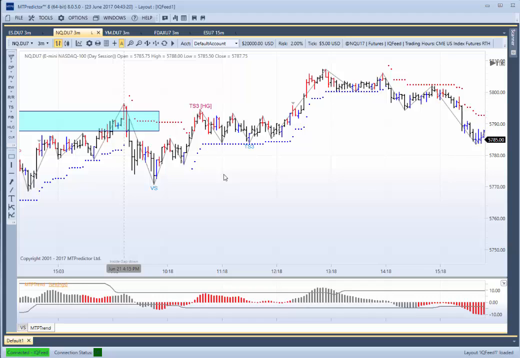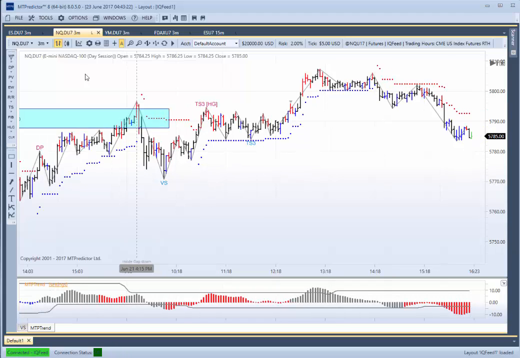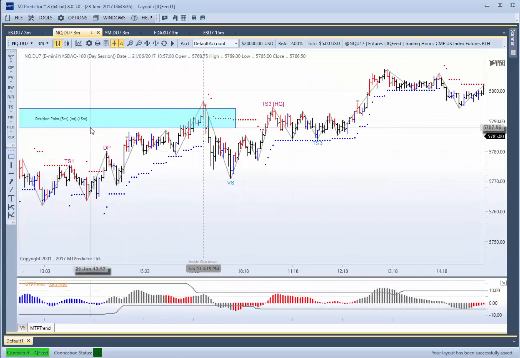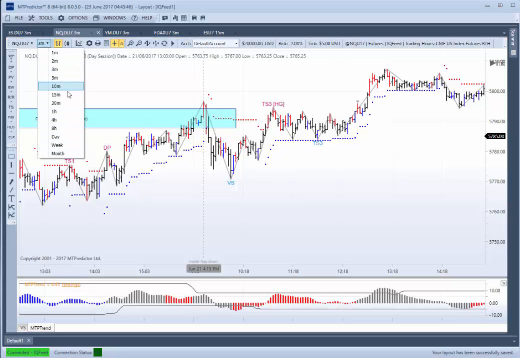Right, let's have a look at the chart. The setup I want to look at was on the NQ, and in particular this TS3 Holy Grail trade setup that unfolded at around 11 o'clock yesterday, which was the 22nd of June. You can see I have the 15-minute DP resistance there, and the MTP trend was red at the time. But I'll just go to the higher time frame chart just to place this on so you can see what we were looking at the time.